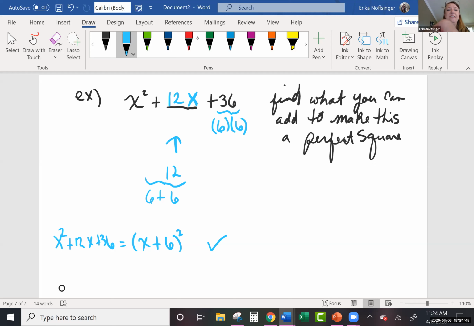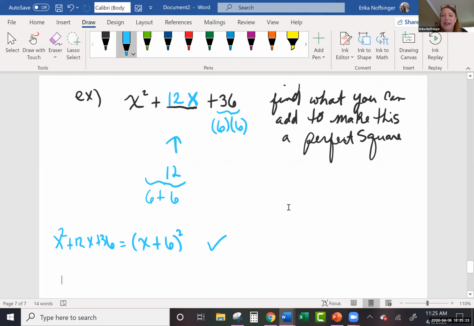Okay, it might say find 2 things. So there's one other thing that would make this a perfect square. Any ideas? Maybe you got that, maybe you didn't. Negative 12x.